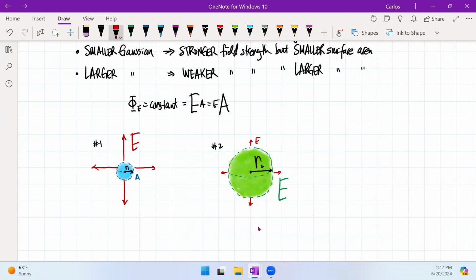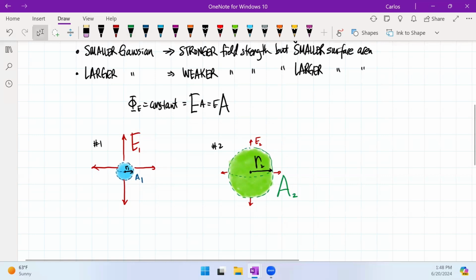So in other words, this is the electric field on each of these surfaces. I'm not sure why I wrote an E there. I should have drawn a big A instead. And so in this situation, we're going to call this guy 1, and we're going to call this guy 2.